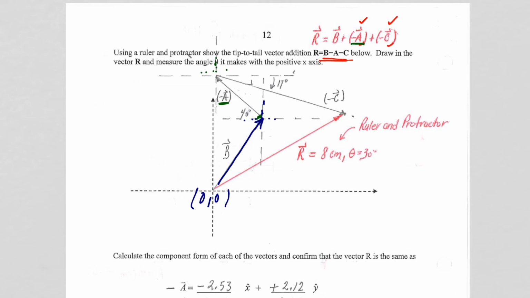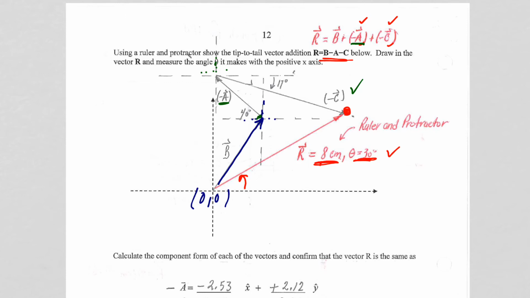And remember that messy vector negative C? Well, here it is, drawn in from the tip of vector negative A. So my vector addition has now ended way out here. And if I just measure everything with my ruler and protractor, I measured this to be approximately 30 degrees, and I measured R to be approximately 8 centimeters. And again, if you do things neatly, I can guarantee your numbers are going to be close enough to get full credit. You do not need to worry about having your numbers be exactly my numbers.